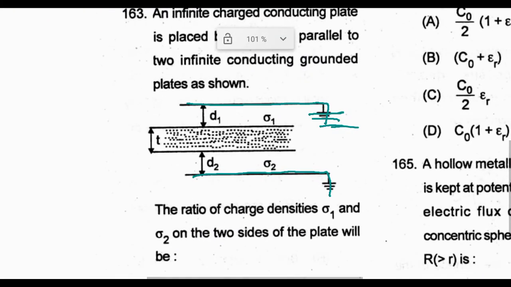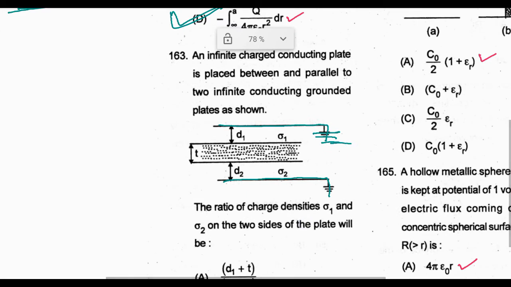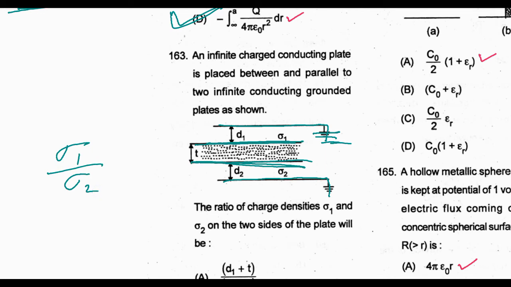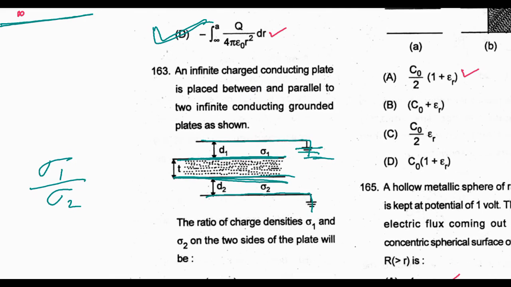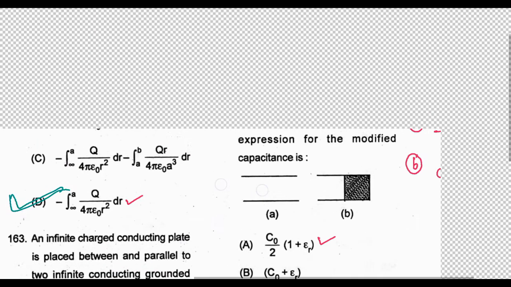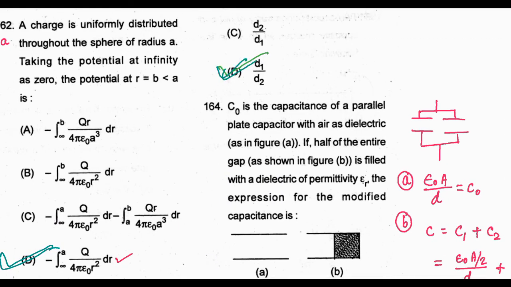The potential difference will be the same. That means this one sigma 1 and this one sigma 2, sigma 1 by sigma 2 will depend directly on d1 by d2. That means this charge density will depend upon d1, and this one will depend on d1 by d2. So here option D is the correct answer.